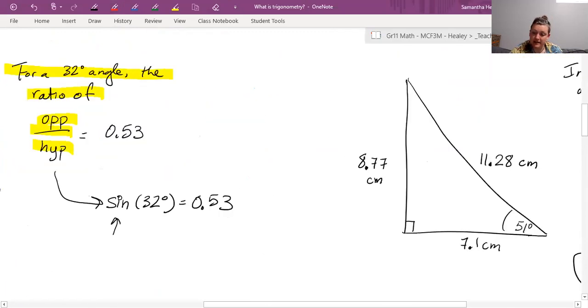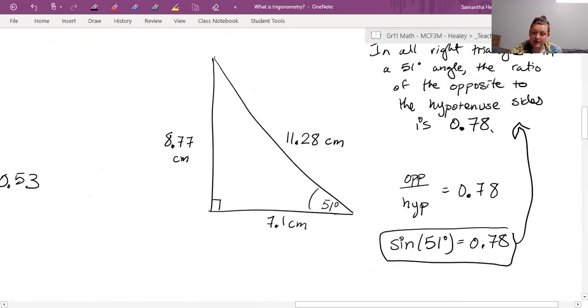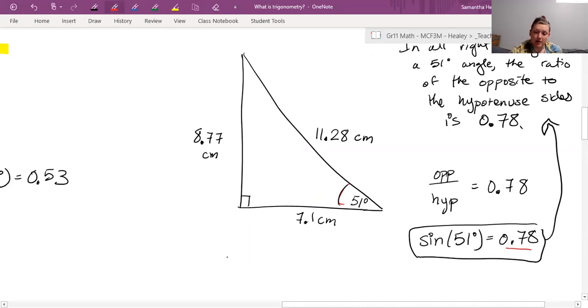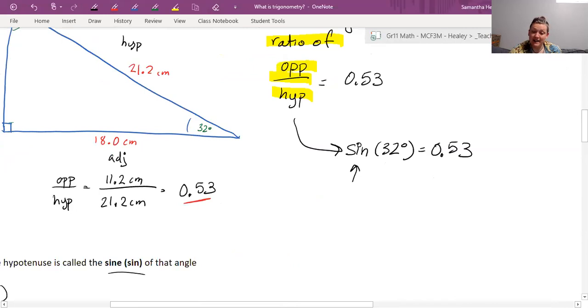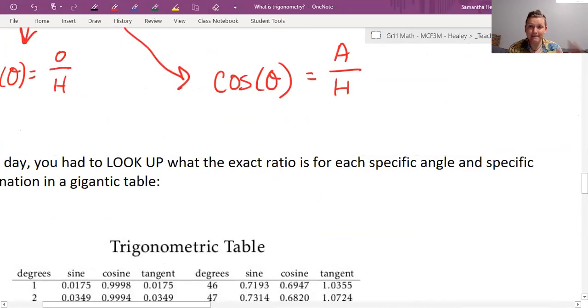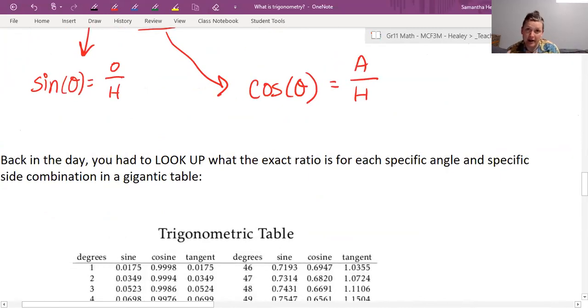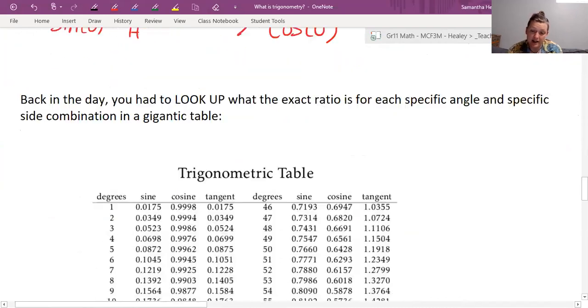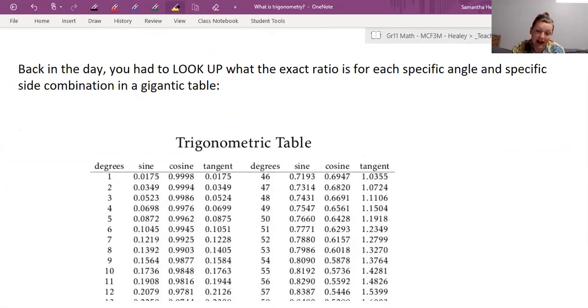But then remember, we did it with a differently sized, differently shaped triangle, and we found that when the angle we're looking at is 51 degrees, the ratio of its opposite side to its hypotenuse side is completely different. It's 0.78. So what people did is they went through and asked, what if it was a 1-degree angle? What if it was a 2-degree angle? What if it was a 3-degree? And all the way through for all of the options. Then they put this together into giant trigonometric tables. So back in the day, if you wanted to know what the ratio is between two sides for a specific angle, you had to actually look it up.